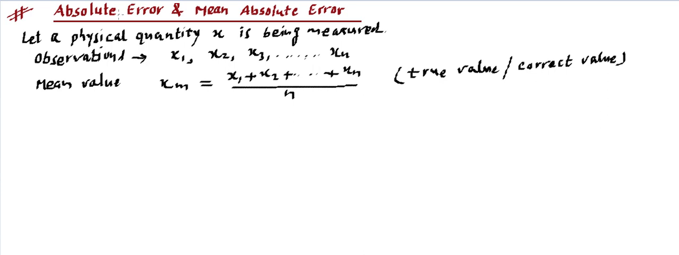Then what is the absolute error? Now, if this is the mean value or true value that we are finding, in the first experiment the value was x1. Now this xm, the mean value of this experiment, and the first observation may be different. So whatever the difference between these two quantities is, that is the absolute error in the first observation. Similarly, in the second observation we can find the absolute error by making a difference of these two quantities.